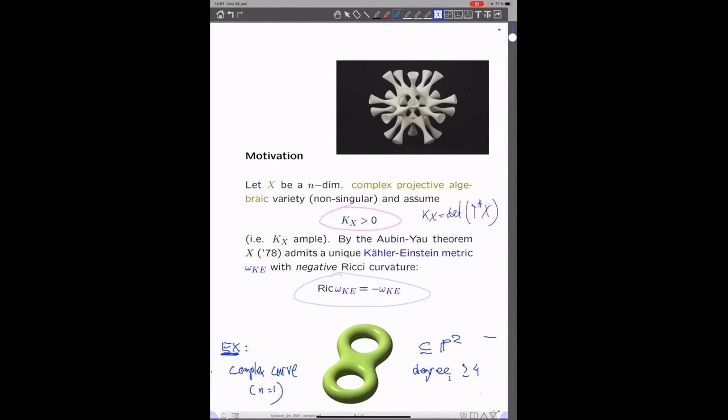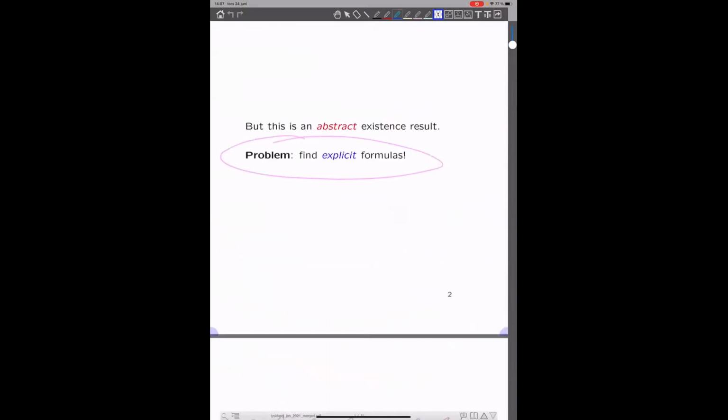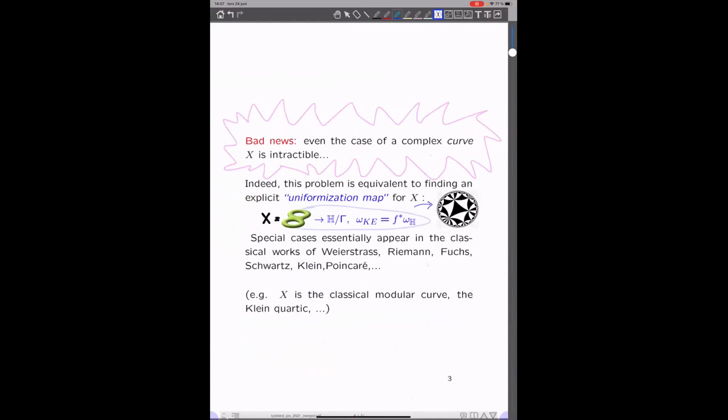And basically, why would you care about Kähler-Einstein metrics? The point is that they are really canonically attached to the variety. So if you want to study your variety using differential geometry, this is the sort of metric you want to use because it's canonically attached and somehow it knows a lot about your variety. That's the philosophy. But the problem is that this is really an abstract existence result. So it's really hard to write down, for example, some explicit formulas. There are extremely few cases where you can do that. Even the case of a complex curve is more or less intractable.